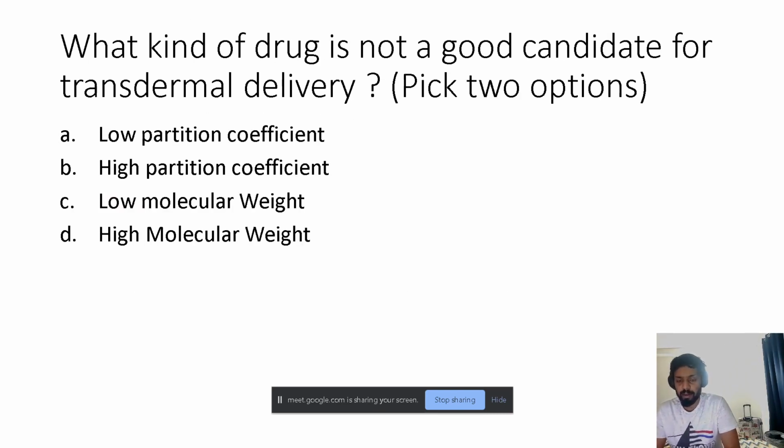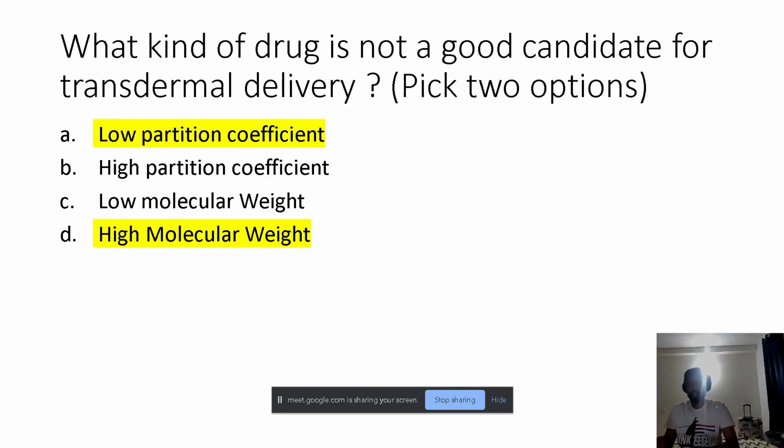Okay. What kind of drug is not a good candidate for transdermal delivery? Pick two options. Low partition coefficient, high partition coefficient, low molecular weight, high molecular weight. Option A and D, probably. Yeah. So fairly straightforward.